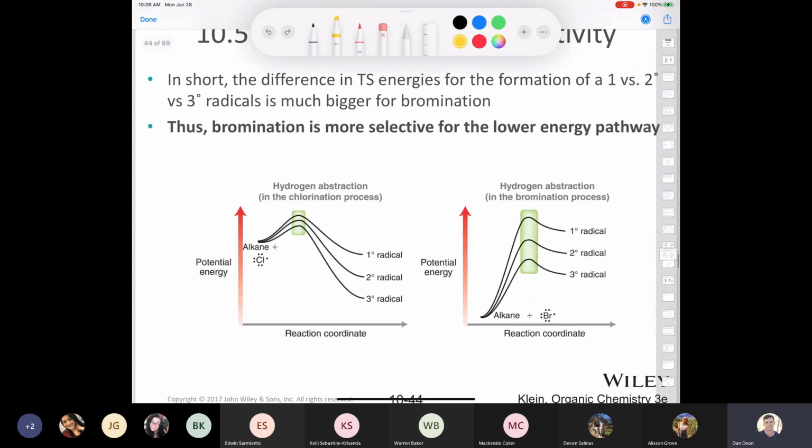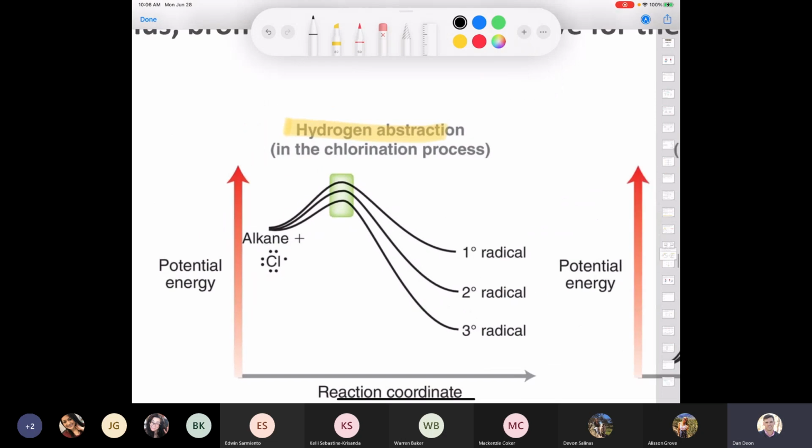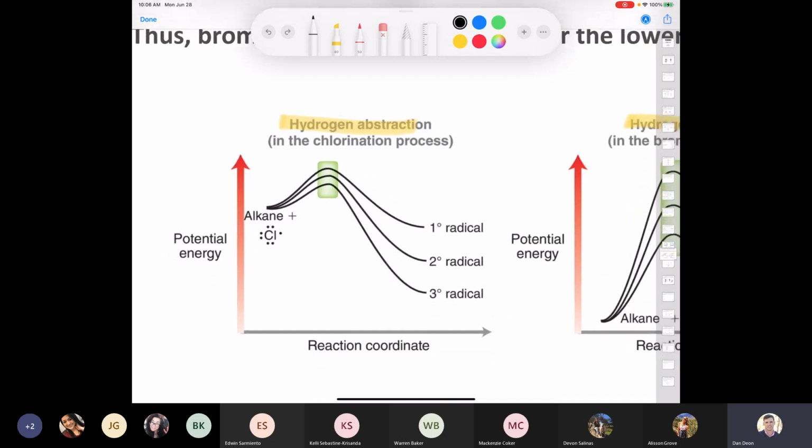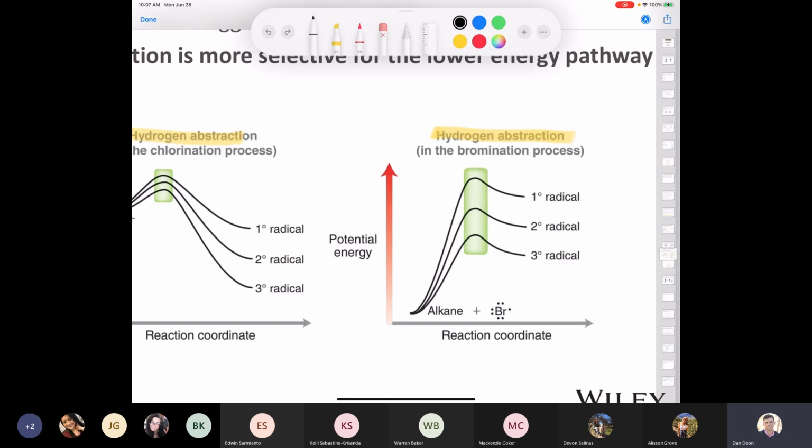So look at this. Now, these are just the first steps. Again, we're just talking about hydrogen abstraction. If you compare the difference in the energies of the transition states for chlorination, there's very little difference because they have very little radical character. So are we going to get some discrimination in chlorination? Will we mostly produce a tertiary radical? Of course, but the discrimination is going to be much less than if you look at the first step, the hydrogen abstraction, of bromination.